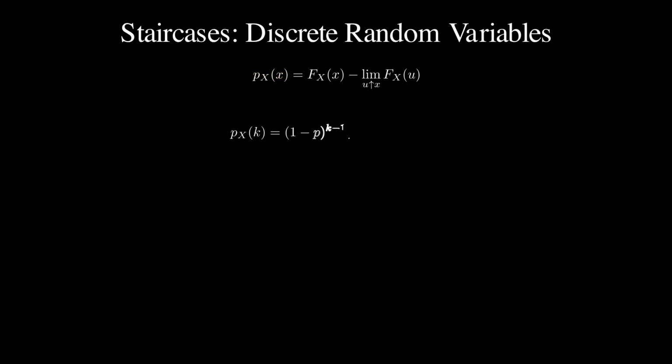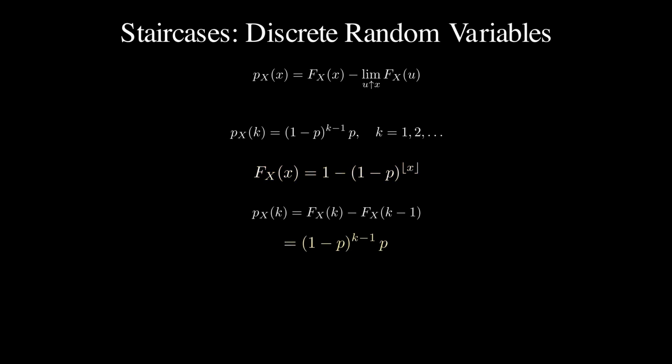Let us work the geometric in both directions. Its masses are (1 minus p) to the k minus 1 times p. Summing the first floor of x of them telescopes into a clean closed form, the CDF is 1 minus (1 minus p) to the floor of x. And differencing hands the masses back, the CDF at k minus the CDF at k minus 1 collapses to (1 minus p) to the k minus 1 times p, the PMF exactly.